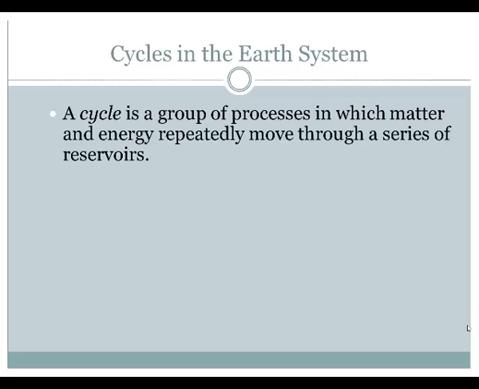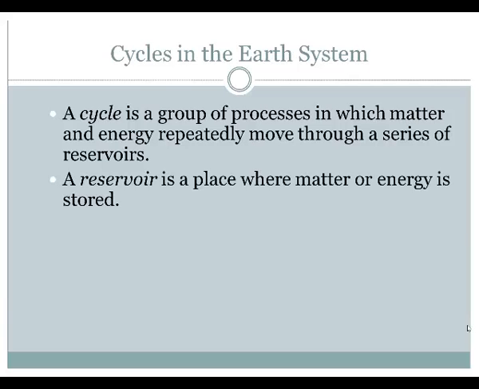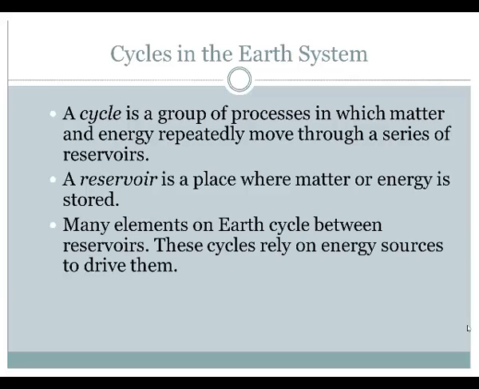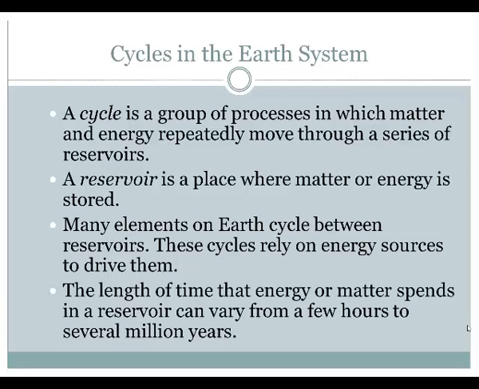So a cycle is a group of processes in which matter and energy repeatedly move through a series of reservoirs. A reservoir is a place where matter or energy is stored. Many elements on Earth cycle between reservoirs. These cycles rely on energy sources to drive them. Many times the energy source that we're talking about is the sun, but not always. The length of time the energy or matter spends in a reservoir can vary from a few hours to several million years.